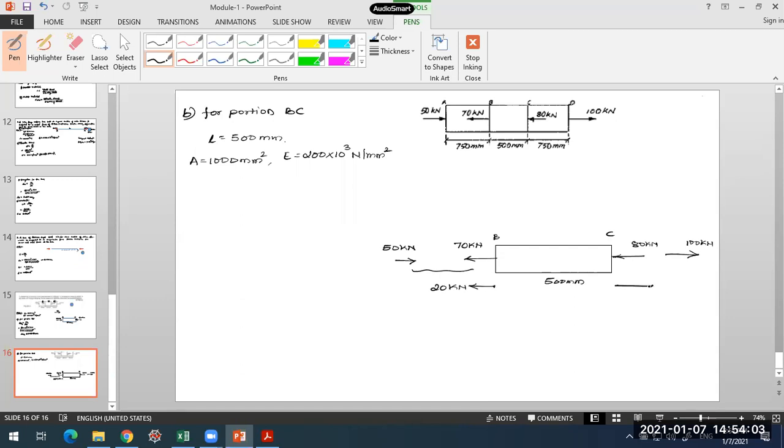On the other side also, what should happen? Minus 80 plus 100, sorry, 20 minus 80 plus 100. So we should get 20 kilonewton. So we have the forces applied on this bar now. These are the net forces acting on this bar. When you find the resultant force, they come over here. So 20 kilonewton tensile force.